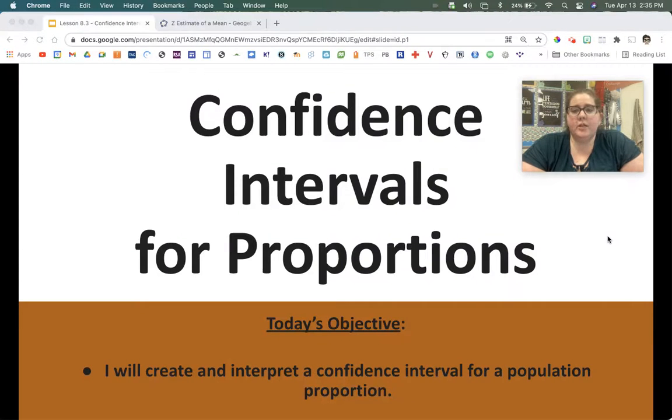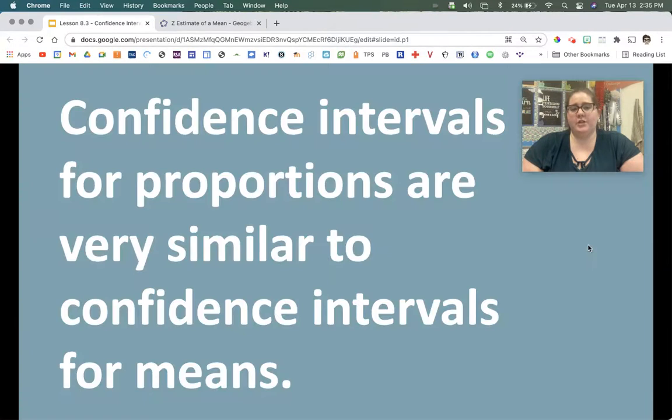Hello. So today we're going to look at confidence intervals for proportions. So just a different type of data, but the same general idea of a confidence interval that we did last time. So today we're going to create and interpret confidence intervals for a population proportion.